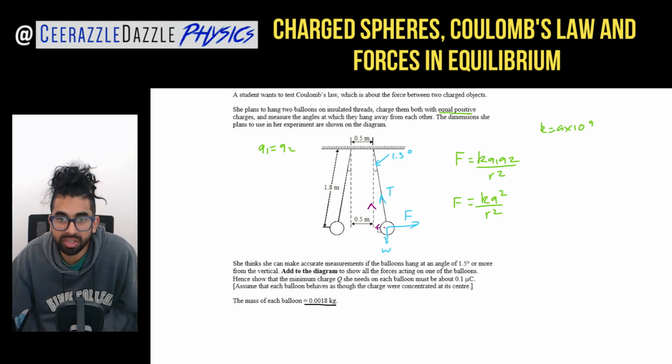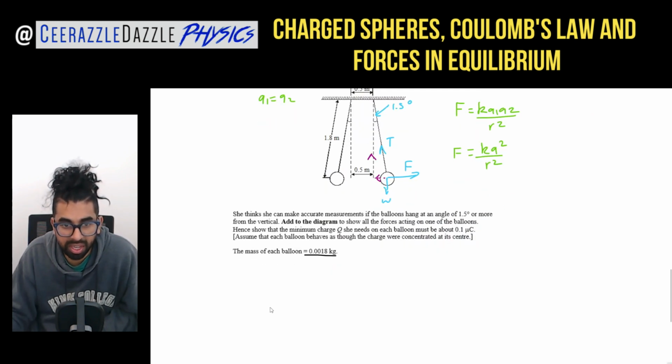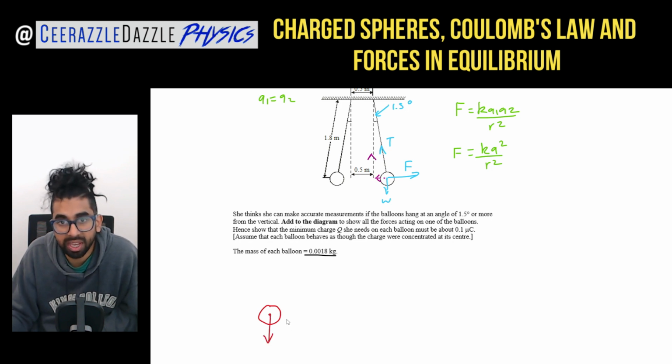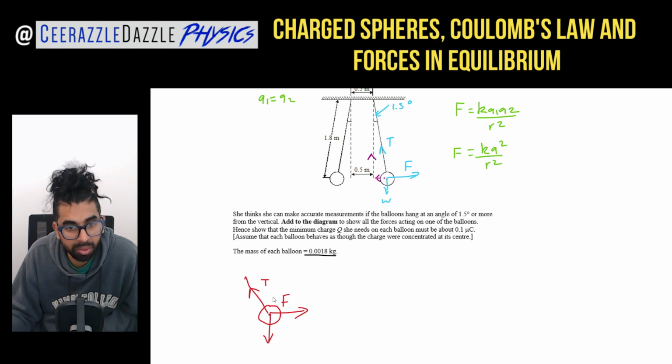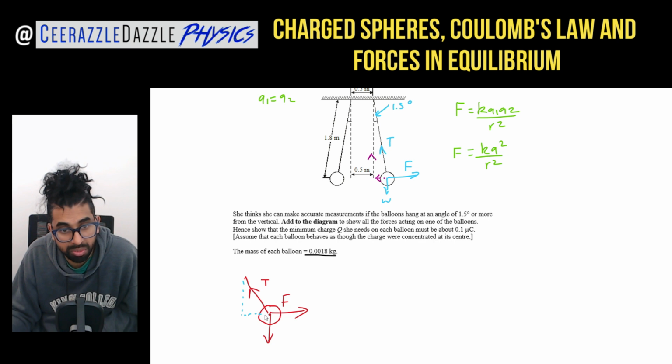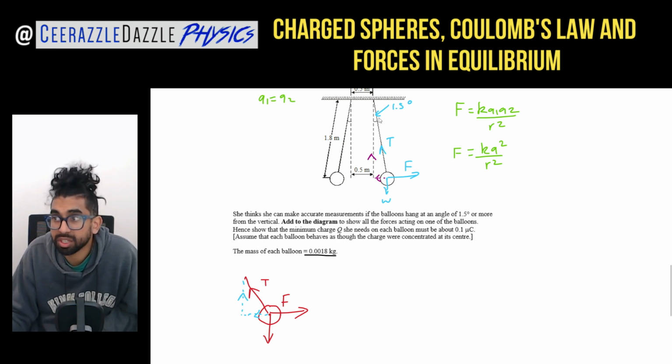Now from here, let's talk about the actual sphere itself. If we were to just draw that, I'm going to draw it out again over here. Here is the sphere. We know that the weight of it is pulling down. It also has the force pulling it to the right, which is the force due to Coulomb's law. There's a tension going upwards over here. But because it's in equilibrium, the resultant force must be 0. So if I resolve it, this force must be equal to this force in the horizontal plane, and the force upwards must be equal to the force downwards. Don't forget this angle is 1.5 degrees.